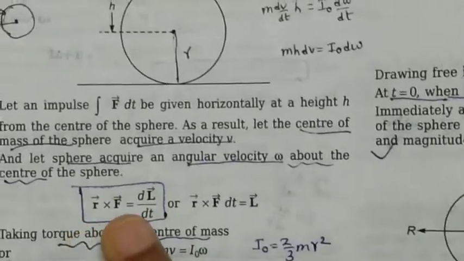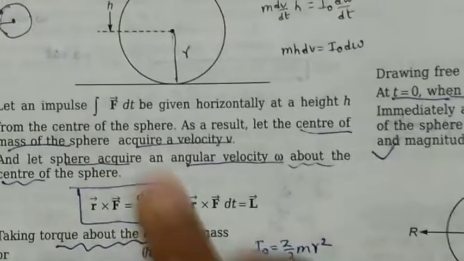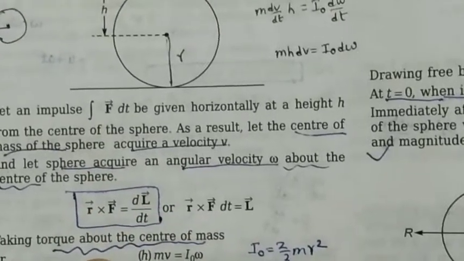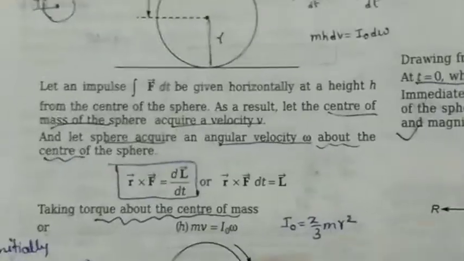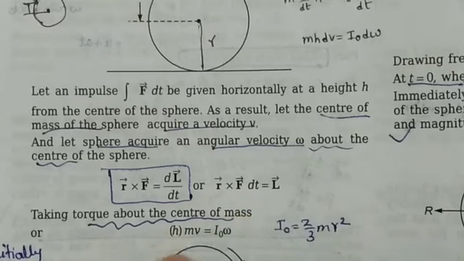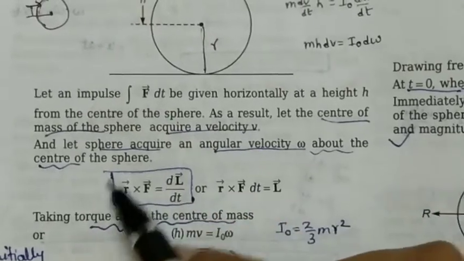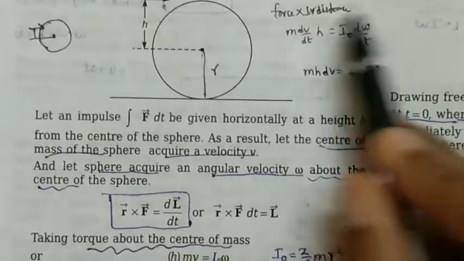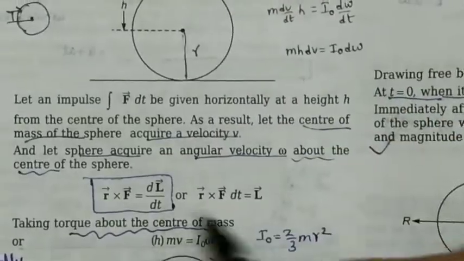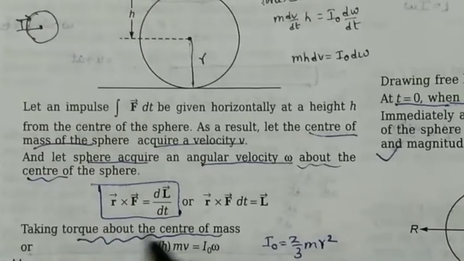Here torque tau is equal to dL by dt in the place of P, L. So this is the formula. From this formula we could acquire this, or else we can say from this formula we can acquire this. So, taking torque about the center of mass, they are saying, from this formula if we simplify, this formula has shown here. So we could achieve this formula. What they are saying is taking torque about the center of mass.